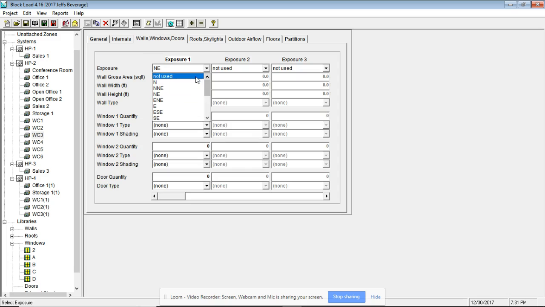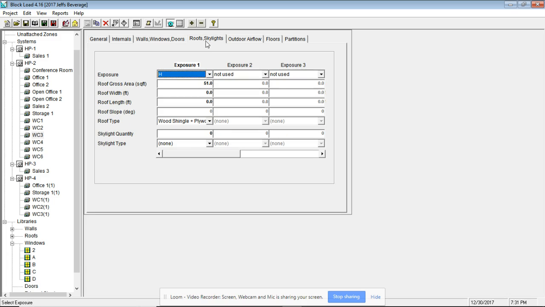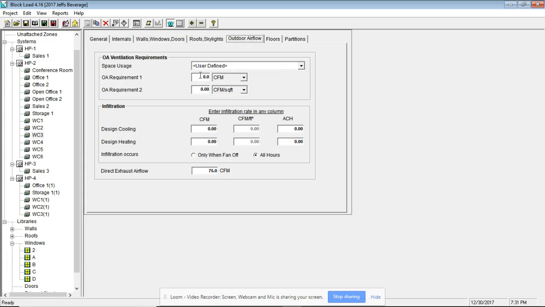So let's delete that. I must have copied that bathroom from somewhere. There is no roof, so let's delete the roof. Outdoor airflow, no fresh air, but there is 75 CFM of exhaust. Let's save that.